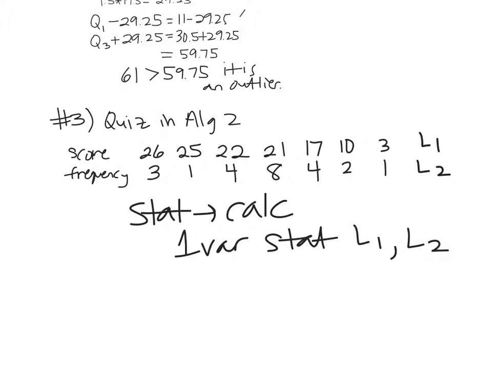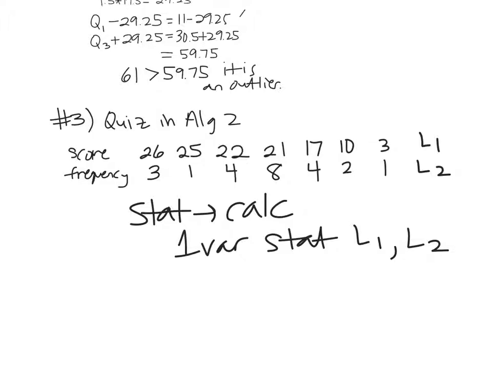So let's try it. Go to stat, calc, one variable statistics. I'm going to do L1, comma L2. Why did you put it in your frequency list? I don't have that. You do. Yes, L2 for frequency list. Then hit enter and see the number.